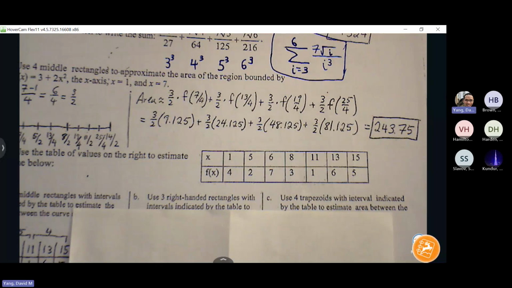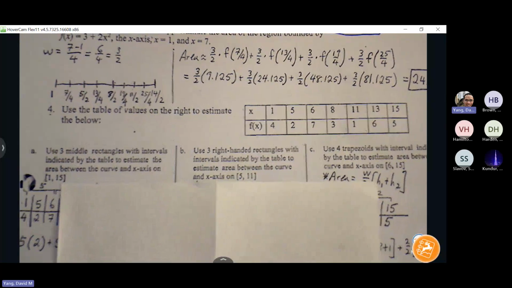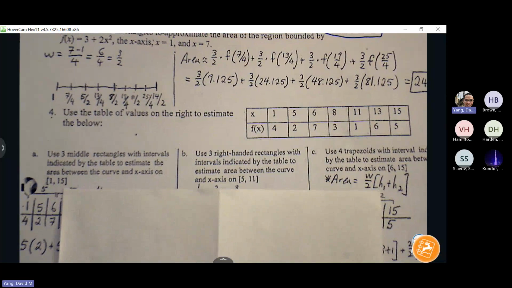Yeah, any questions with number 3? Okay, number 4 says use 4. Let's see, there's 3 parts here. Use 3 middle rectangles with intervals indicated by the table.